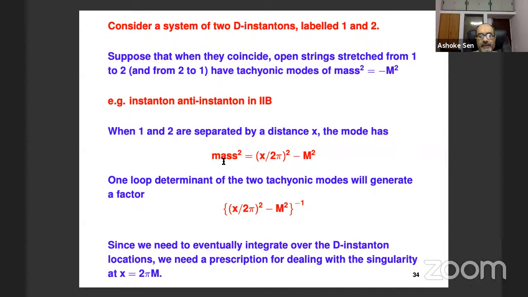So now, because the one loop determinant of a field of mass m gives you 1/m, you have the one loop determinant of two tachyonic modes because there's a complex tachyon, 1 to 2 and 2 to 1. That will give a factor of ((x/2π)² - m²)⁻¹. But eventually, of course, you need to integrate over the D-instanton locations, over x. So we see that there is a singularity at x equal to 2πm, and we need a prescription for dealing with the singularity at x equal to 2πm. And this requires some understanding.